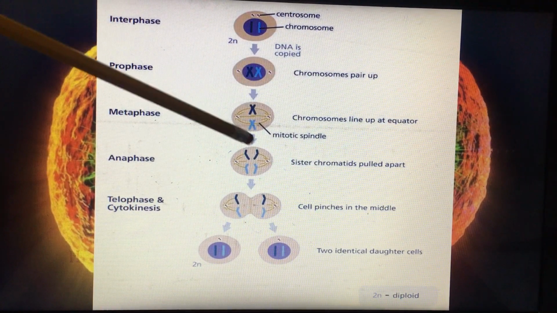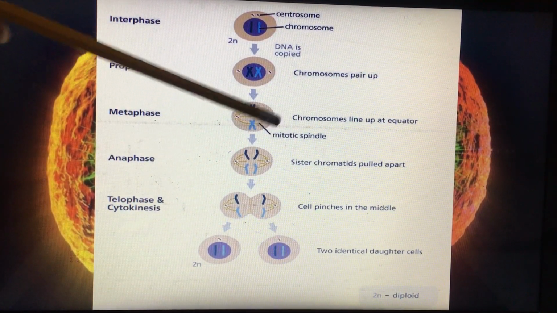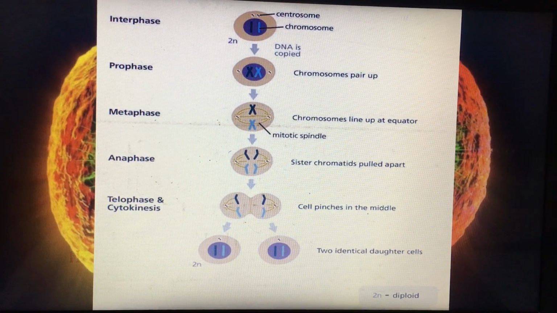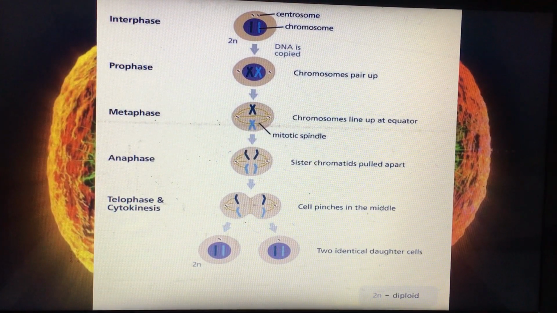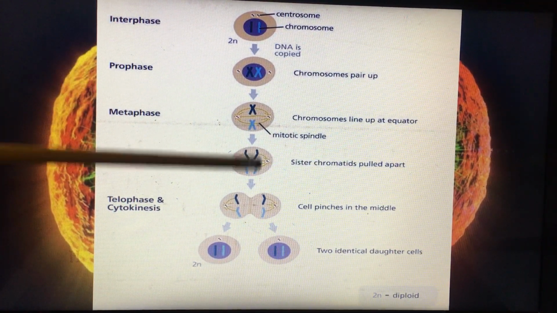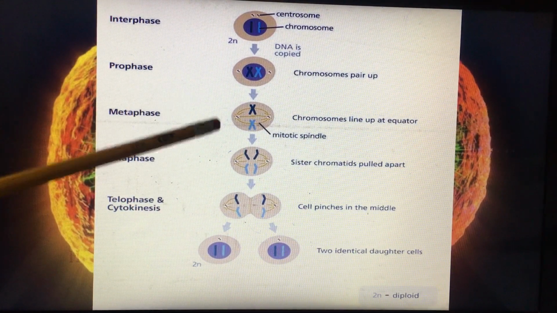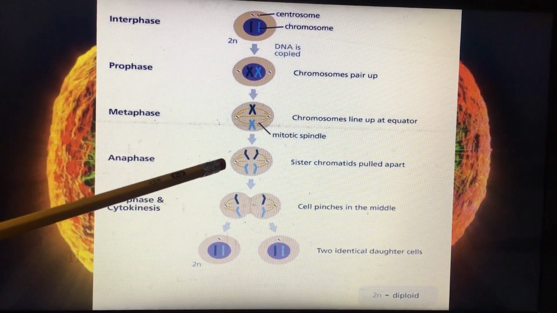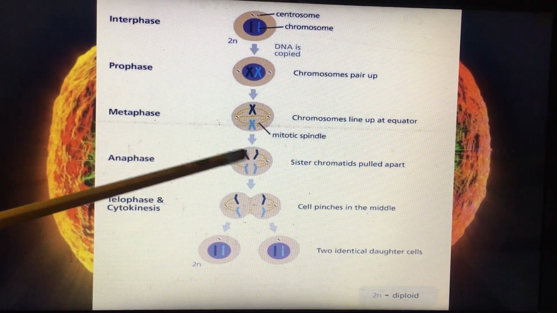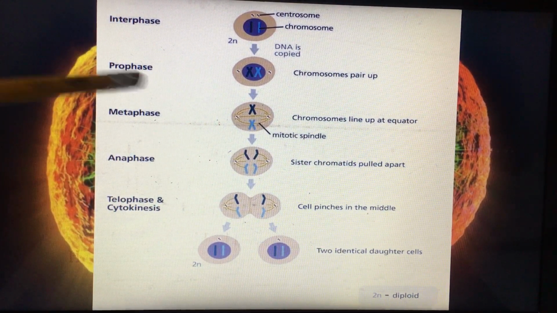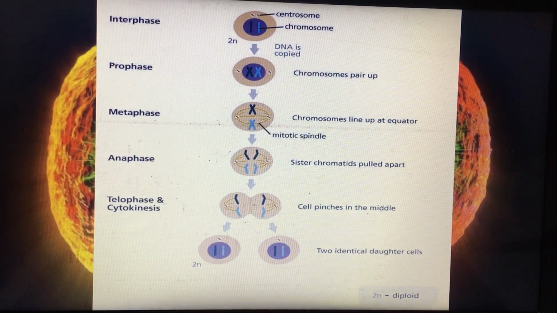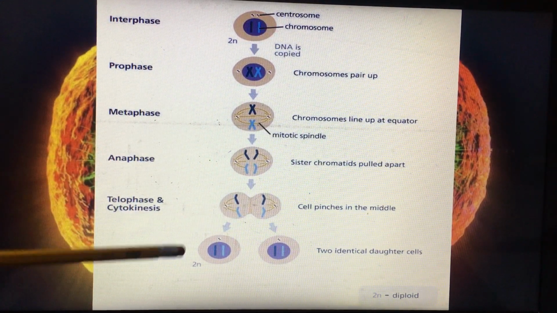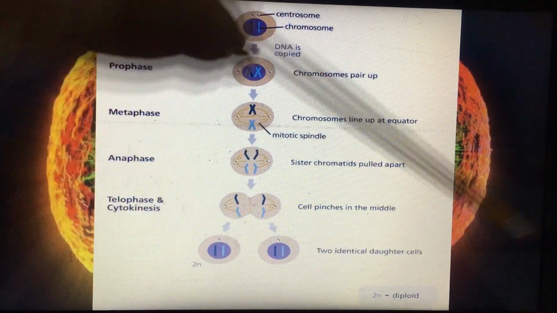Then chromosomes become attached to a spindle. Then the centromere divides and spindle fibers shorten so that the two chromatids in each chromosome separate and they move to opposite ends of the cell. After that, the cell membrane pinches in to separate the two sets of chromatids into two cells. And that will give us two identical daughter cells.